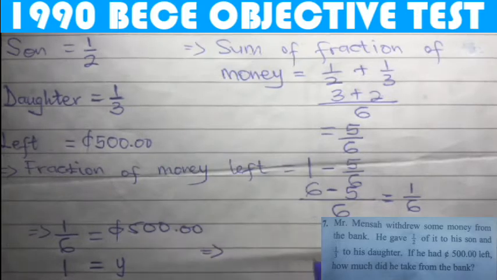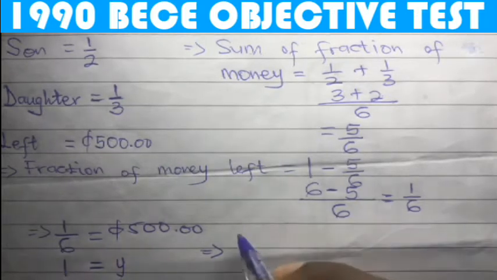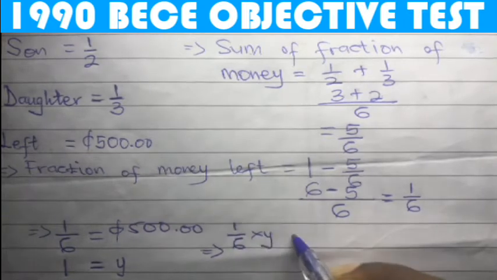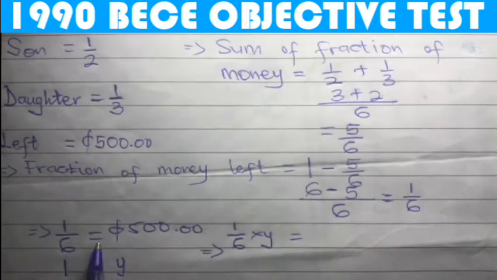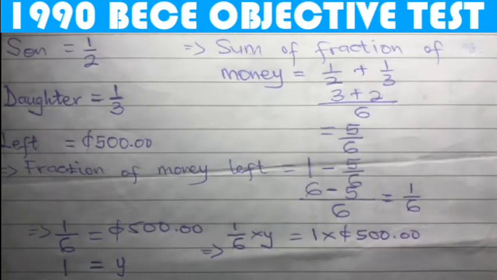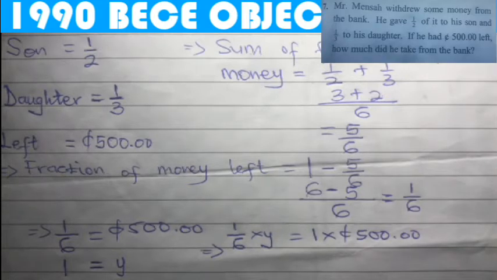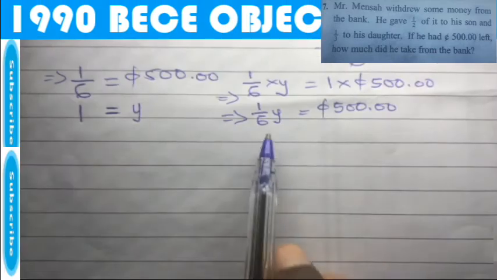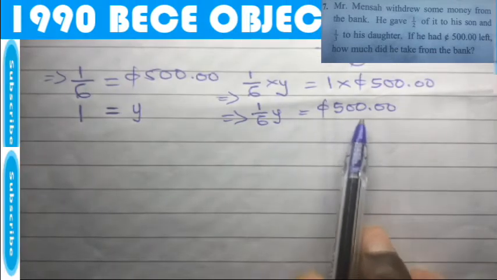So let's continue right from here. So 1 out of 6 multiplies y. And this will be equated to 1 multiplying 500 cedis. So right from here, when 1 multiplies 1 out of 6, we have it to be 1 out of 6 y, which is equivalent to 1 multiplying 500, we have it to be 500 cedis. That's what we have. So from here, let's take it down. Now we have 1 out of 6 y, which is equal to 500 cedis.